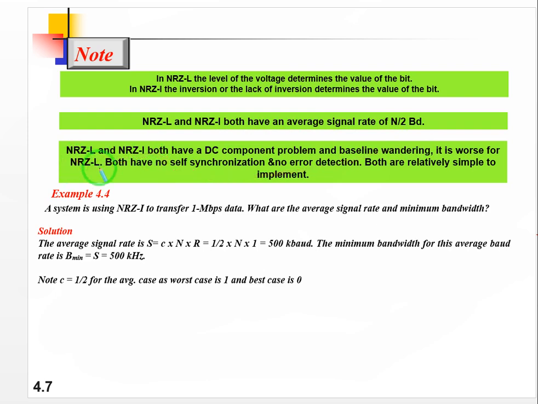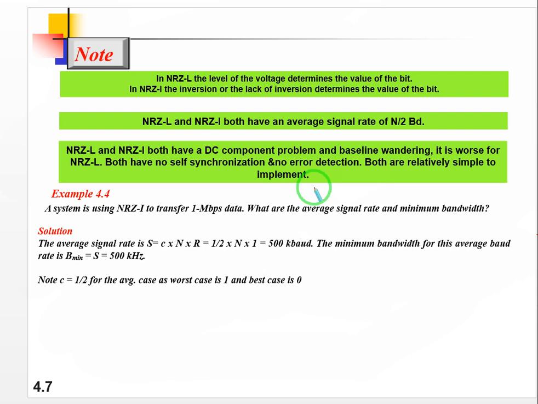Okay. Then again, note that non-return-to-zero level and non-return-to-zero inversion both have a DC component problem and baseline wandering. It is worse for non-return-to-zero level. Both have no self-synchronization and no error detection, but both are relatively simple to implement. Again, as in unipolar we had a DC component, the same DC component still exists in NRZ-L and NRZ-I. So that's why again we cannot use it.